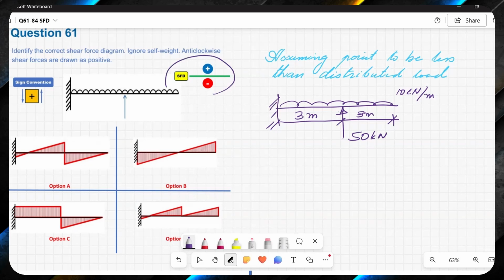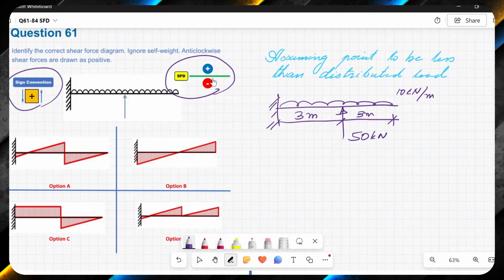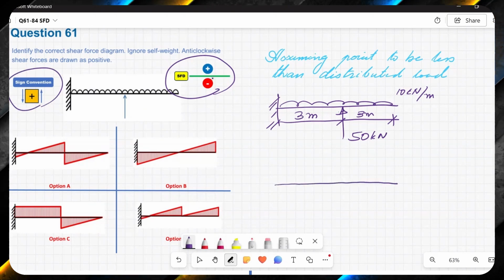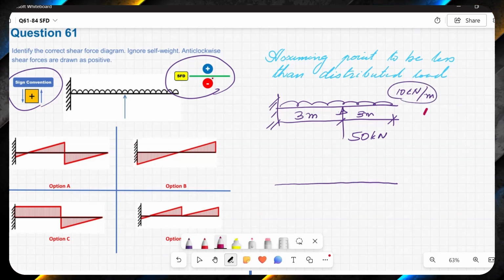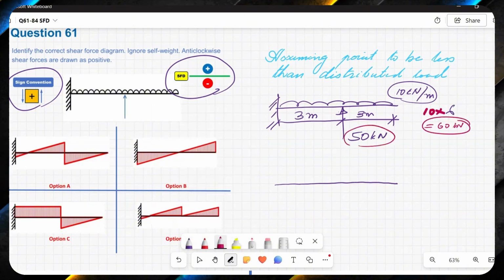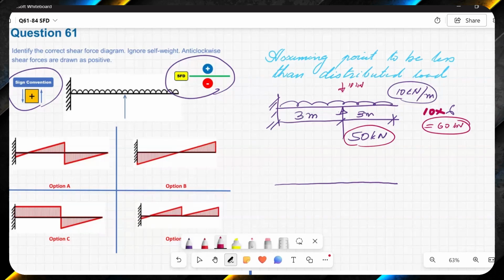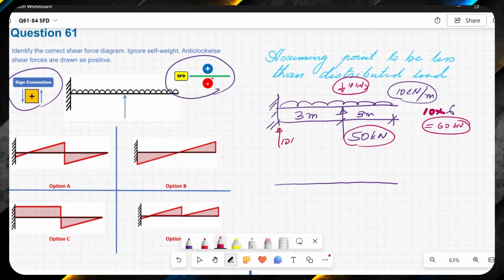And remember this sign convention for SFD: anti-clockwise forces are positive. Let me draw the shear force diagram over here. The total load due to UDL will be 10 times 6. This will give me the total load. The total load due to UDL is 60 kilonewton and the point load is 50, and the sum of vertical loads is 60 take away 50, which means 10 kilonewtons, because the resultant here is 10 kilonewton. This means that the reaction over here will be an upward reaction of 10 kilonewton.